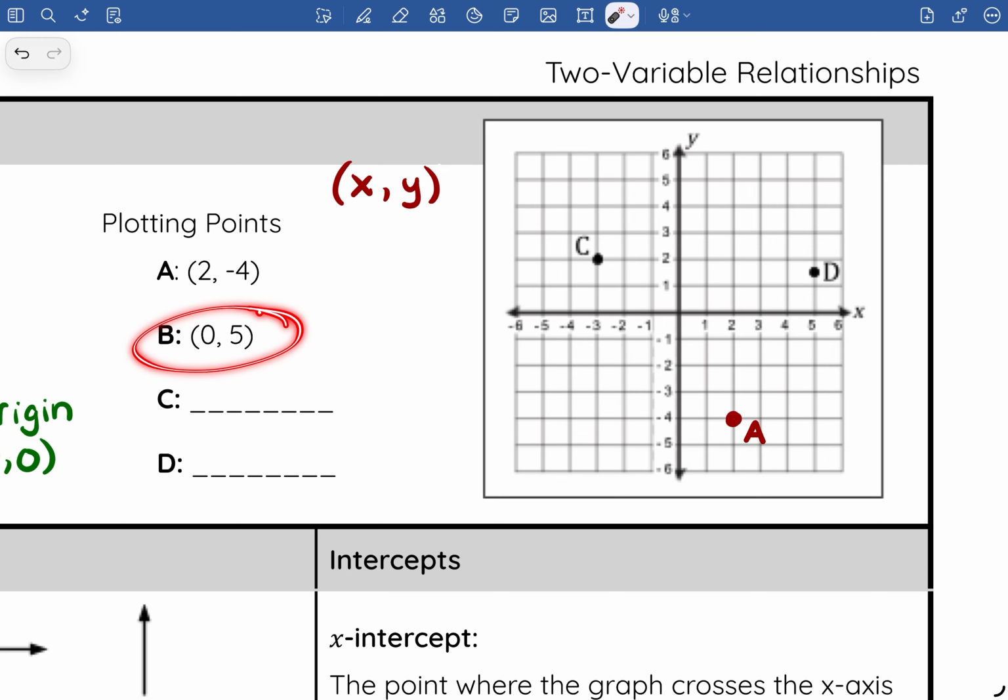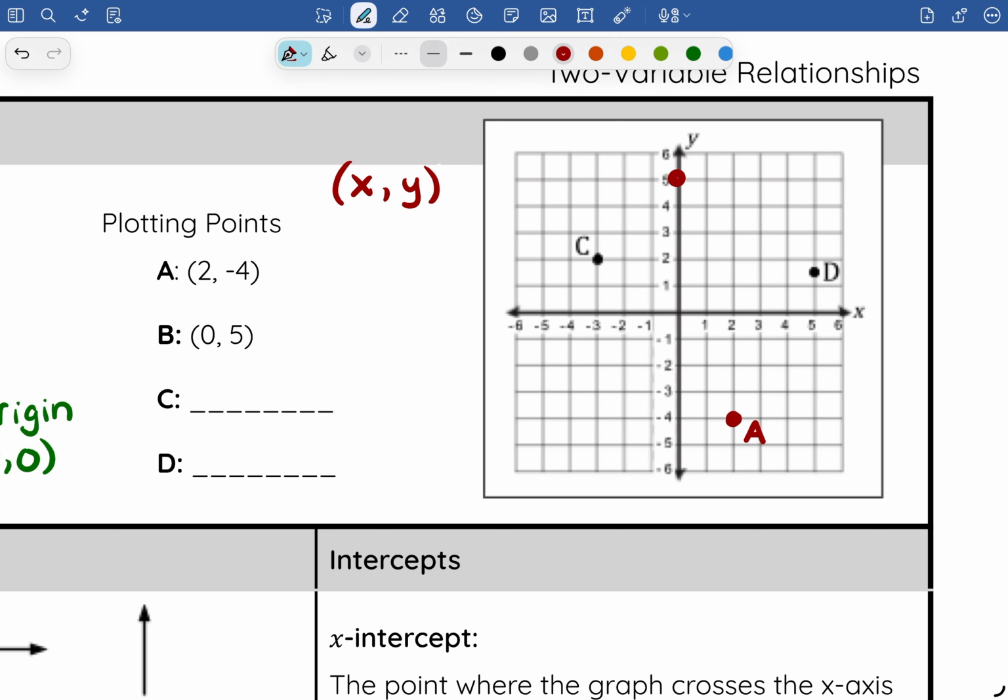For (0, 5), if we ever have a 0 involved, it's going to lie on one of the actual axes. So it's either going to be on this bold line, or it's going to be on this bold line. We just really have to decide which one. Since our x value is 0, that means we don't have to go right or left from the origin. It's going to be in line here, so we just need to find where y is 5. So that would be point B.